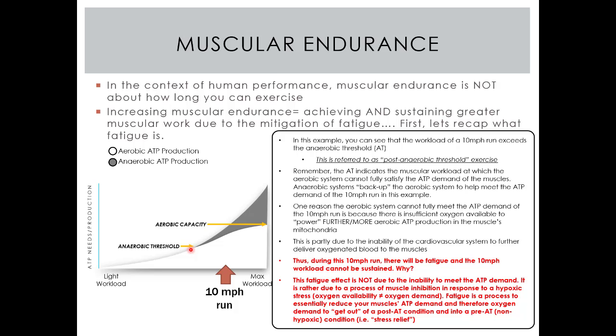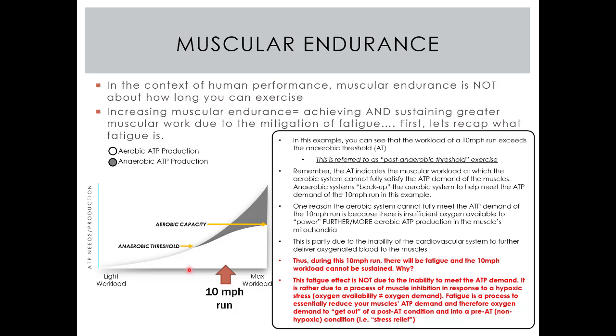So at 6 miles per hour, there is no fatigue because there is no hypoxic stress in the muscles, since it is below the anaerobic threshold, which means the oxygen availability meets the oxygen demand for the aerobic system to fully meet the ATP demand. You can see that the white curve covers the entire ATP demand, right below the anaerobic threshold. So when you run at 10 miles per hour, there is a hypoxic stress, and thus fatigue, which again is muscle self-inhibition, will force your muscle workload down to a 6 mile per hour workload below the anaerobic threshold and out of that hypoxic stress.